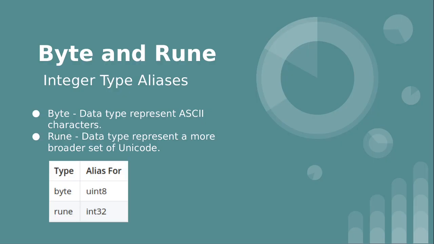Here we have different data types, byte and rune. They are integer type aliases. Byte represents the ASCII character and rune represents the Unicode. Here you can see that byte has the range of unsigned 8 and rune has the range of int 32.